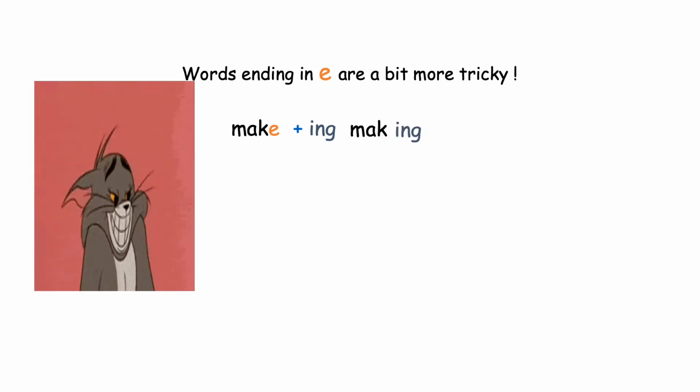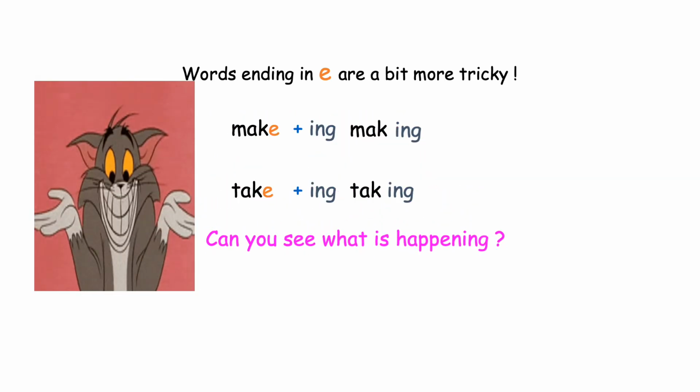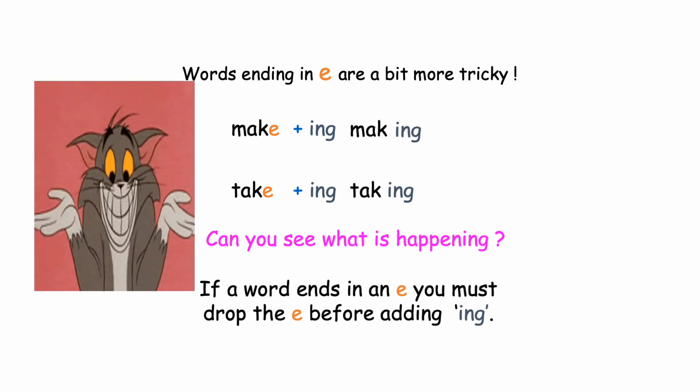Let's take a look at one more example. Take. We have the word ending in E, and to this, what do we do? We skip the E and we add ing. So take plus ing is taking. Can you see what is happening? If a word ends in an E, you must drop the E before adding ing.